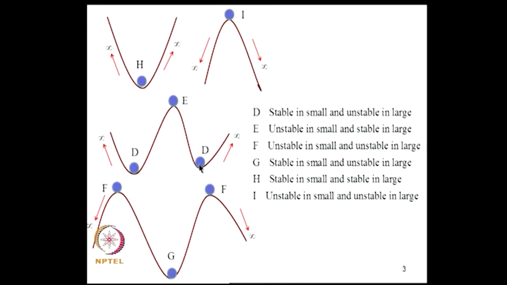Now, if you consider this position, it is unstable in small and we can say it is stable in large, because it will not move infinitely away from this place. These are the issues about defining stability. Now, F is unstable in small and unstable in large, because any perturbation here ends up far away. G is stable in small and unstable in large. F is unstable in small and unstable in large.